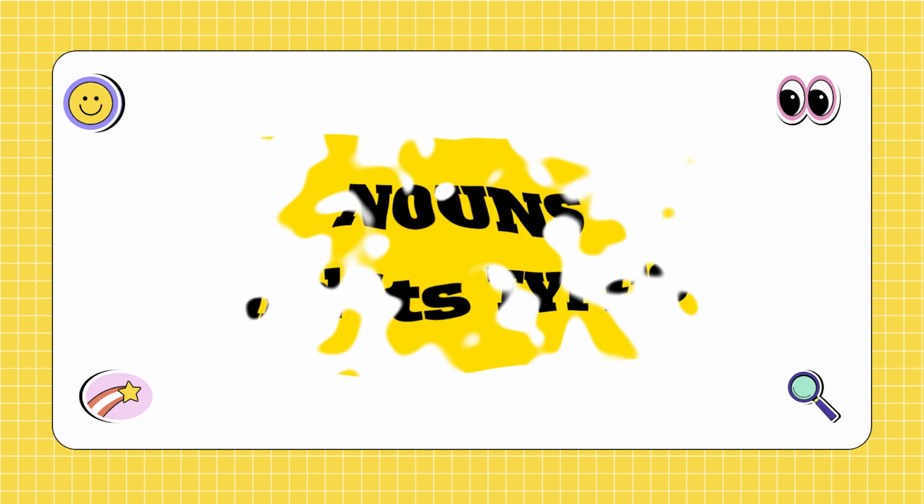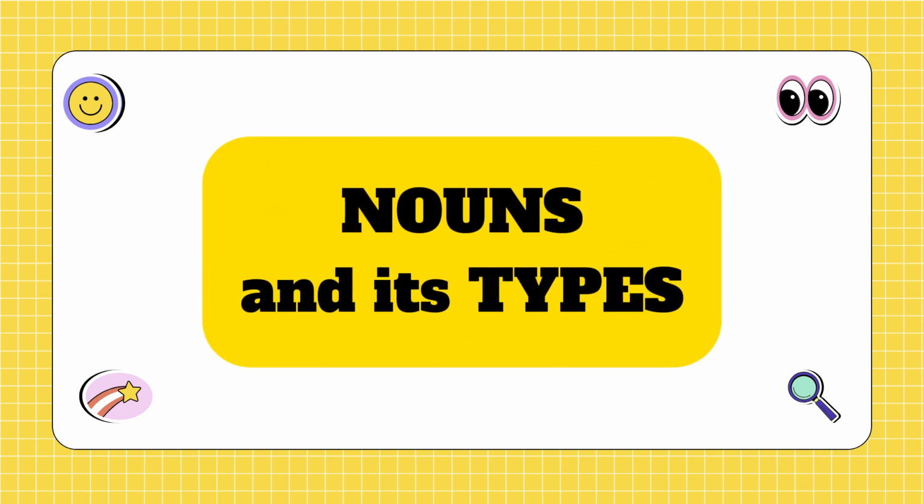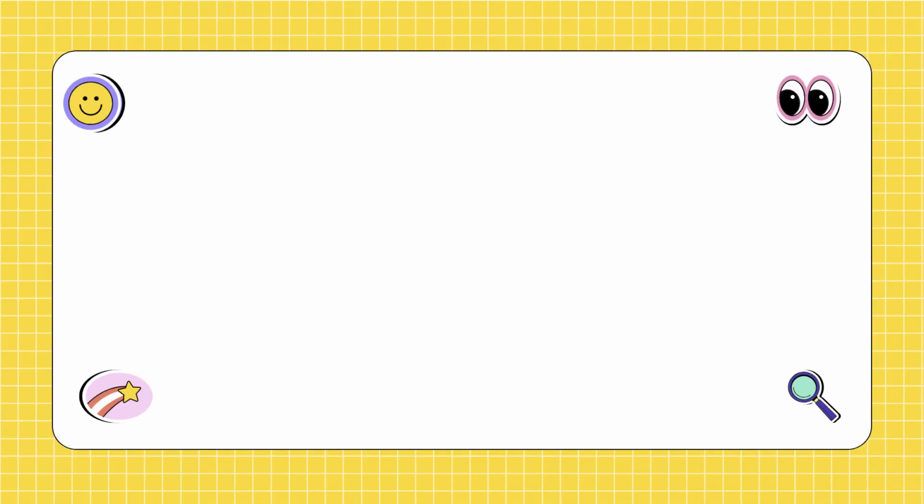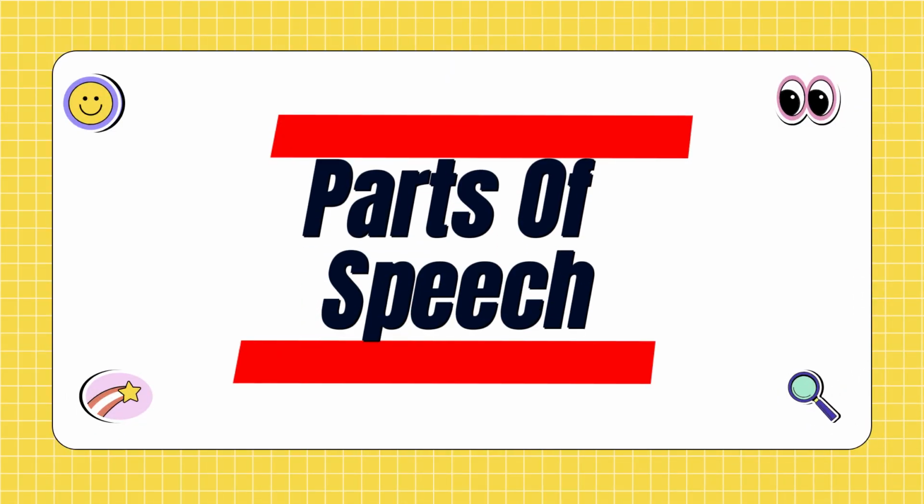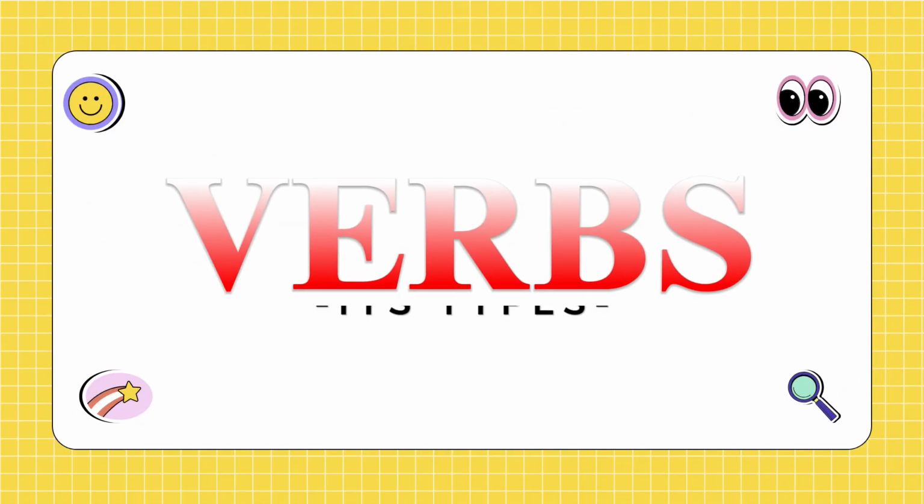In our last video, we explored nouns and their types. If you haven't watched it yet, make sure to check it out first so you can fully understand what nouns are and how they work. Today, we're diving into an exciting new topic: verbs. Do you know how many types of verbs there are, or why they're so important in our sentences? Don't worry if you're unsure. I'm here to break it all down for you. So let's jump right in and get started.